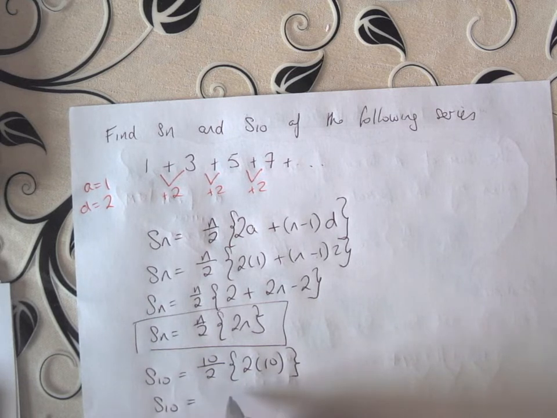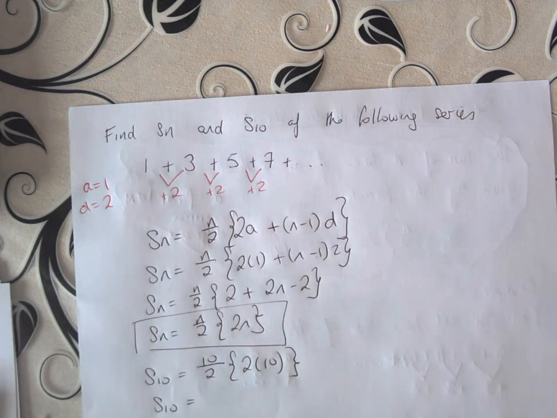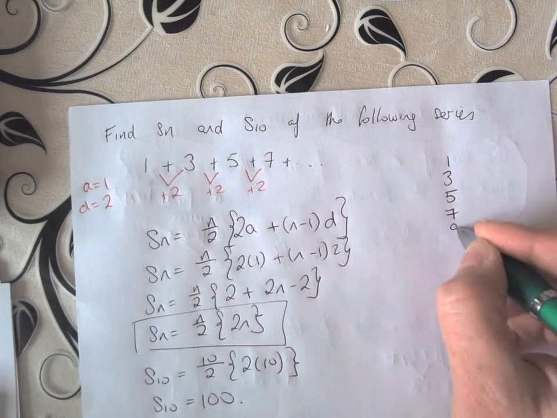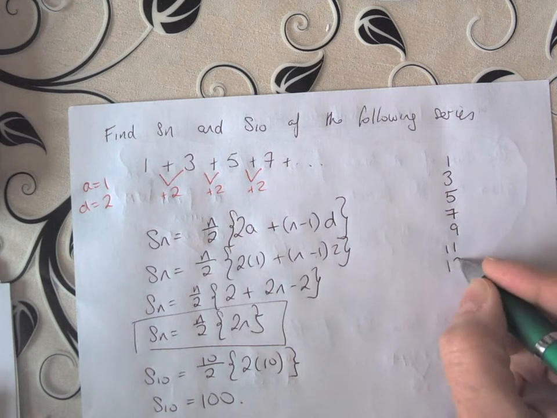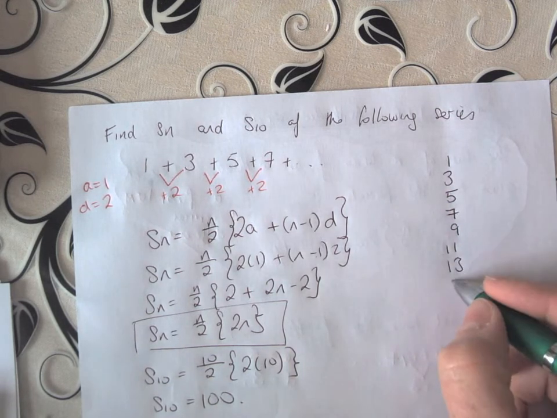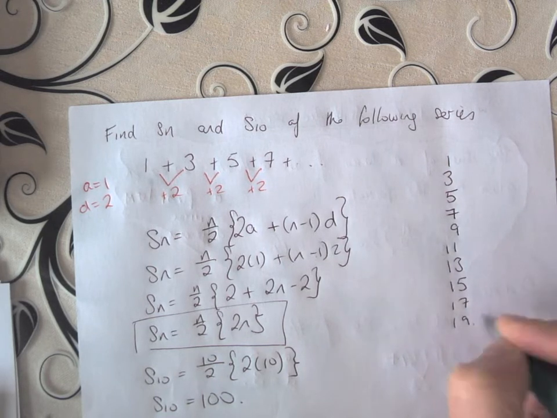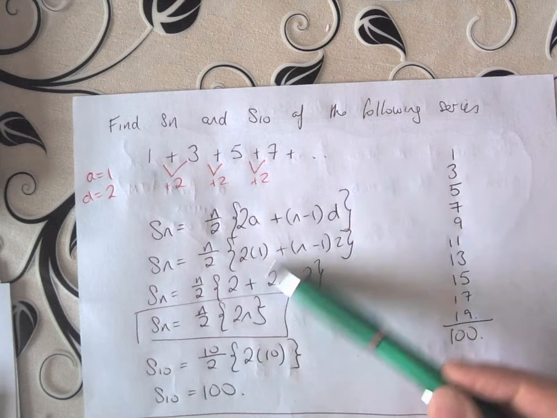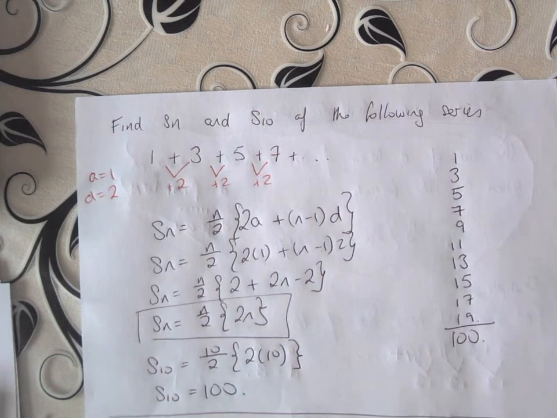So your answer is 100. So your first 10 terms would be 100. And if you want, you can always check. Like your pattern is this, so you know how it continues, 1, 2, 3, 4, 5, 6, 7, 8, 9, 10. So there's your first 10 terms. If you add all of them, so 1 plus 3 plus 5 plus 7 plus 9 plus 11 plus 13 plus 15 plus 17 plus 19, you get 100. So that's all this fancy formula is doing. It's just adding them.